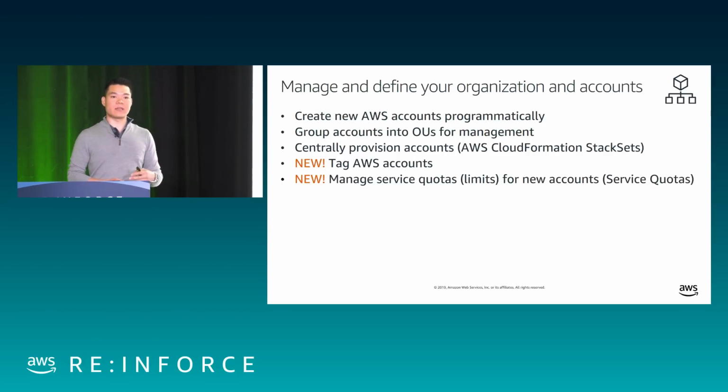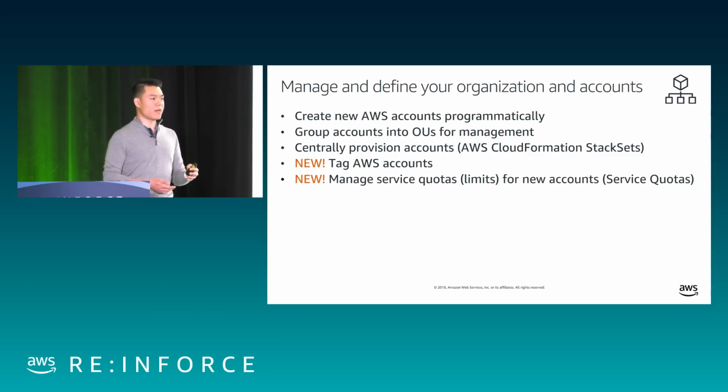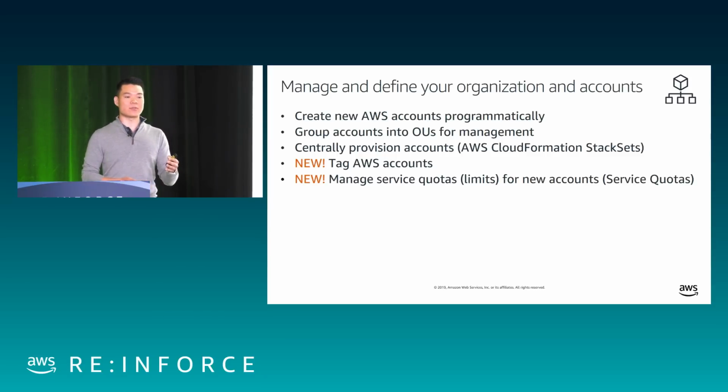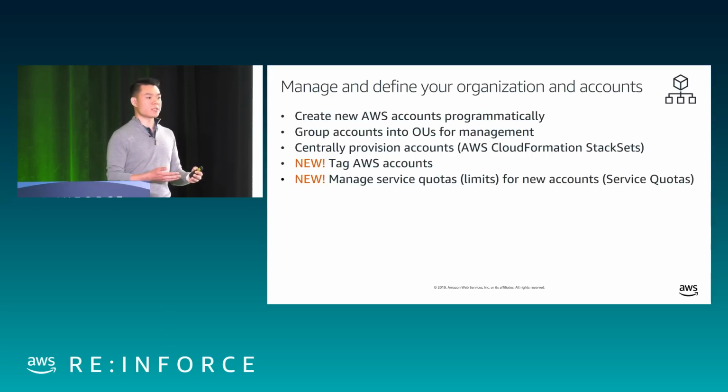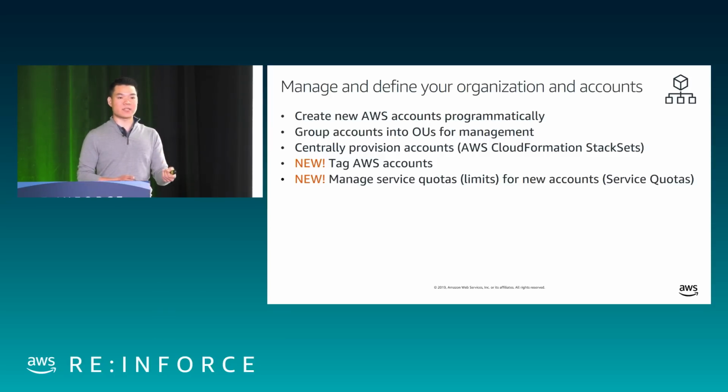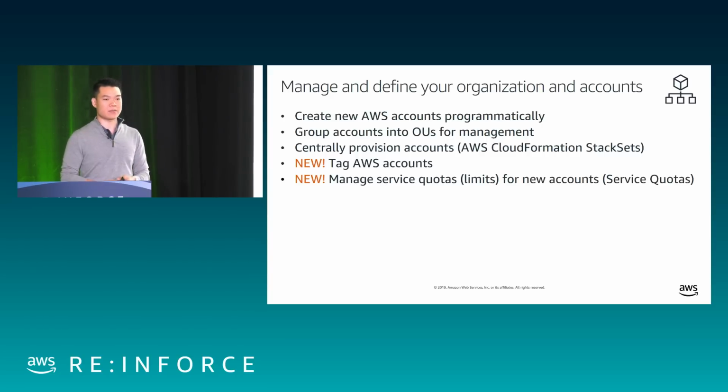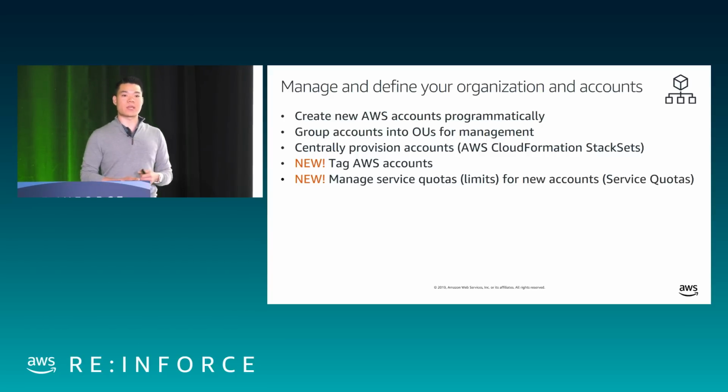Some new functionality that we just recently launched. About a couple of weeks ago, we announced the ability to tag AWS accounts in your organization. And so now you can attach additional metadata, such as what the project of this account is, or who the owner of this account is, to the account itself. So now you can use these for additional categorization and grouping capabilities.